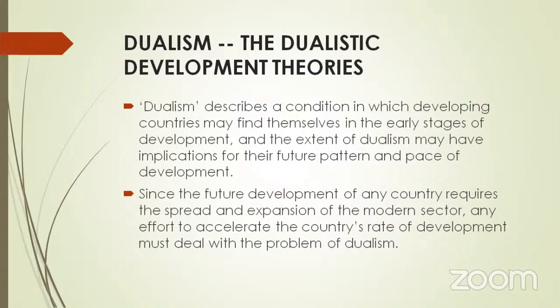In fact, again, as I said, next week when we take up theories on development, we will see how this premise itself is flawed. Since the future development of any country requires the spread and expansion of modern sector, any efforts to accelerate the country's rate of development must deal with the problem of dualism. So essentially, what they say is the problem lies in the country and its people and its institution. And once that problem gets sorted out, the dualism is removed, the country will accelerate on the path of development. More often than not, the premise was that each country would develop.